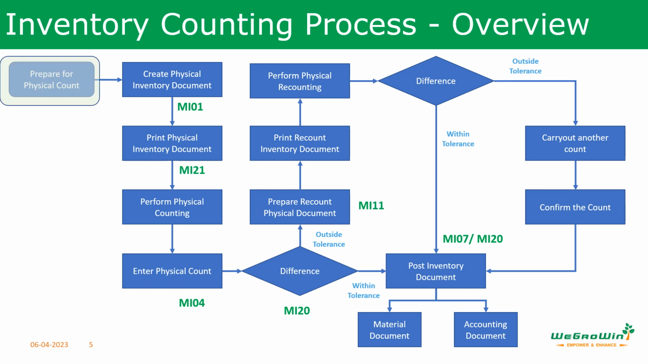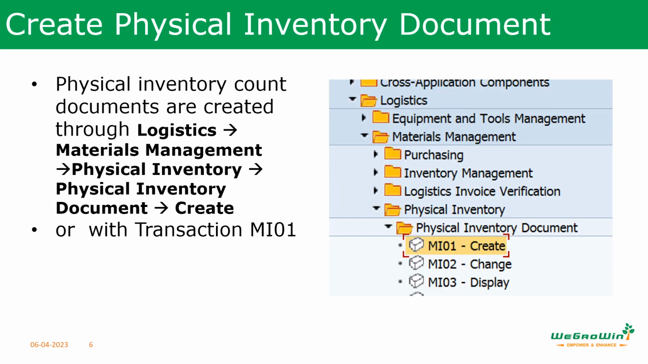For any stock counting, the physical preparation is very important, because we have to prepare the material, we have to prepare resources, we have to prepare the shop floor. Those preparations have to be done. The next step is we need to create the physical inventory document. The physical inventory document is created through the menu bar shown here, or with the transaction MI01.